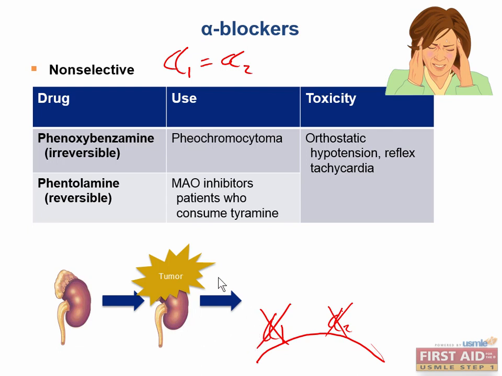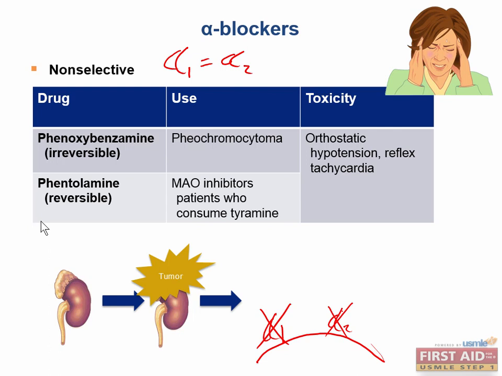So side effects of phenoxybenzamine are going to include first dose orthostatic hypotension and reflex tachycardia. Phentolamine, which is a reversible alpha blocker, is used for patients to prevent MAO inhibitor/tyramine adverse interactions.